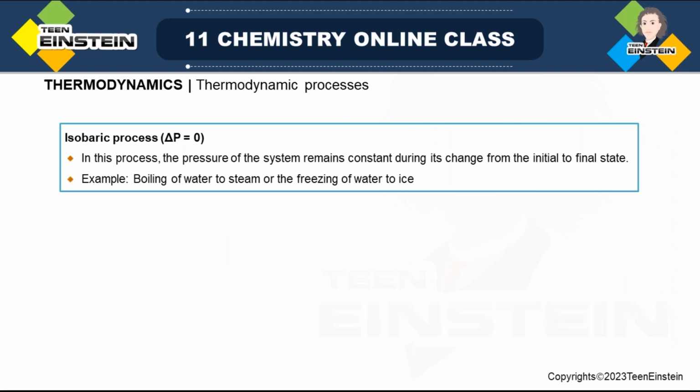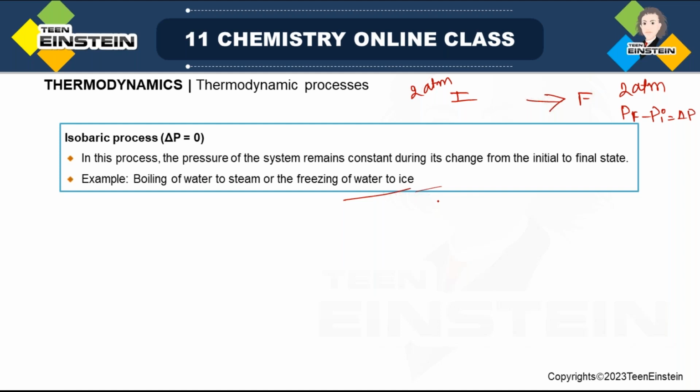Isobaric process, del P equal to 0. So pressure will remain constant. You have initial state, you have final state. Initially there is suppose 2 atmosphere pressure and final pressure is also 2 atmosphere. So P final minus P initial, del P, is 0. In this process, pressure of the system remains constant. Example, boiling of water to steam or freezing of water to ice.